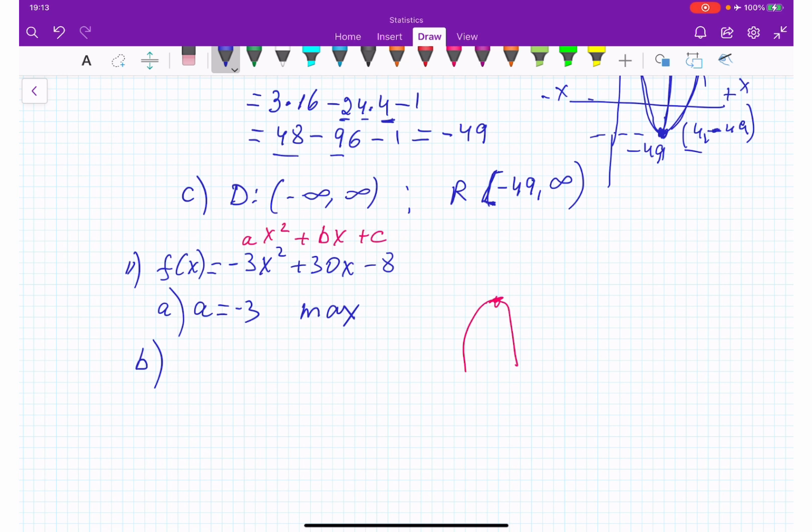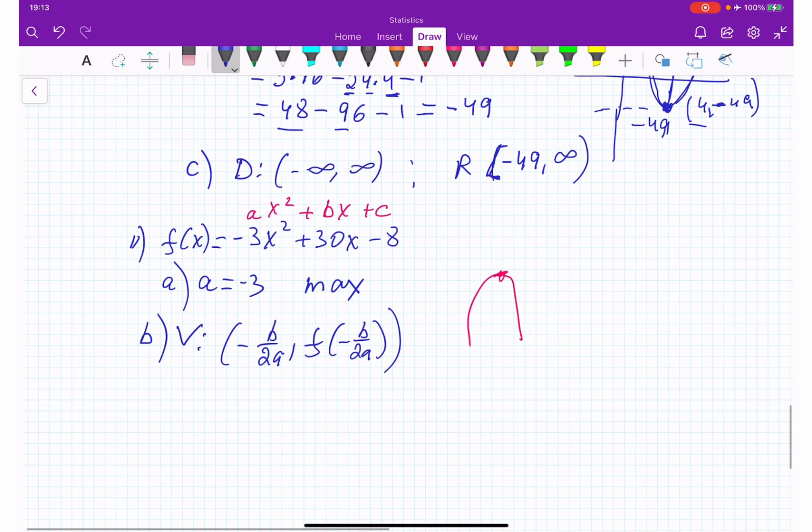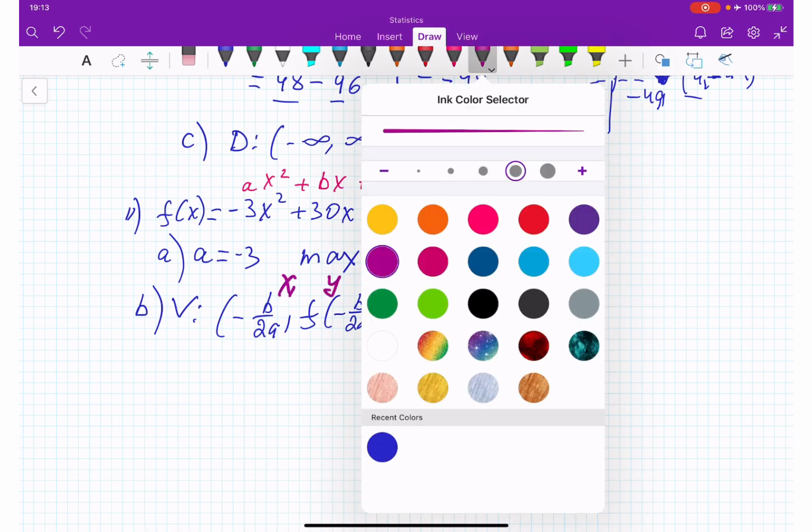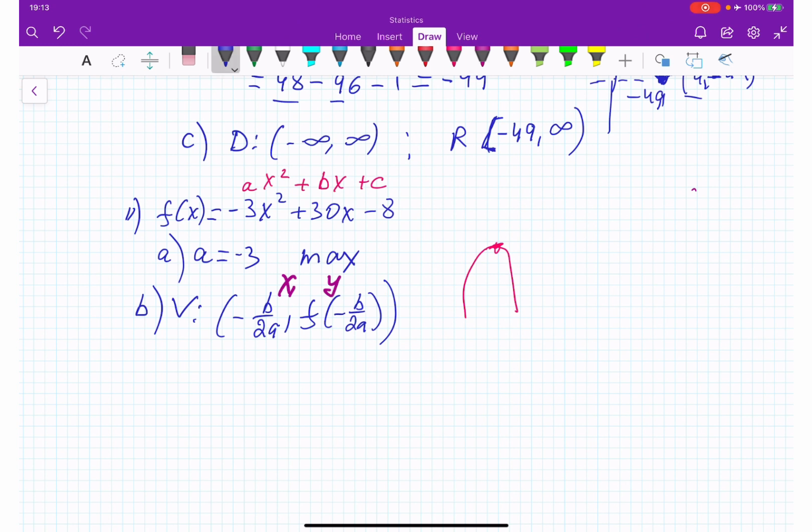B, the coordinate of the maximum, which is the vertex. It's going to be the same way: negative b over 2a, and the function of negative b over 2a. So x and y coordinates. Okay, so here we get x equals negative b, my b is positive 30, divided by 2 times a, which is negative 3. It's still going to be positive because I have a negative and 3 is negative. So it's going to be positive 30 over 6, which is 5.